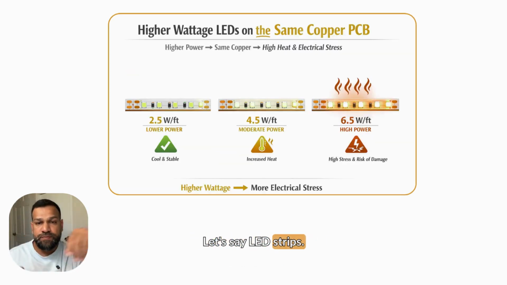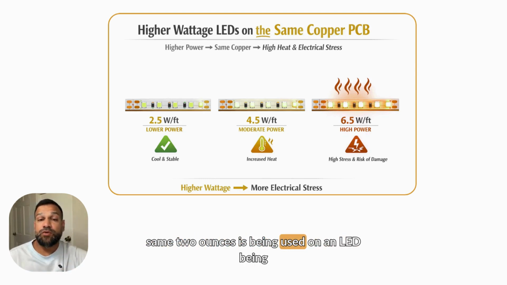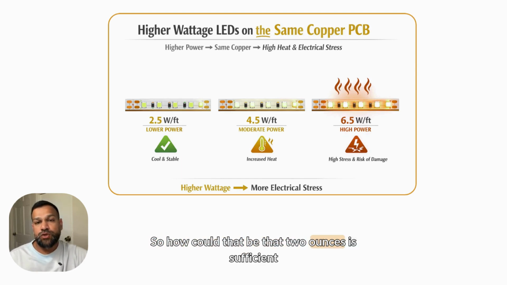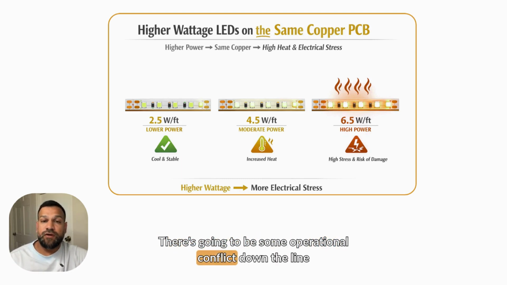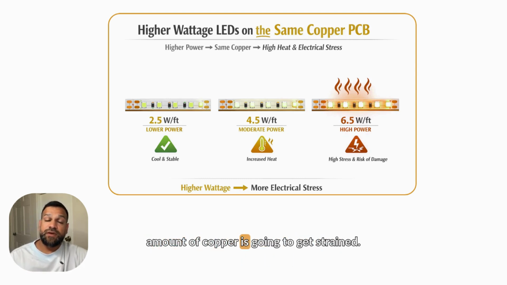Let's say LED strips. At one point, our LED strips had 4 ounces of copper on the circuit board per meter. A lot of them now are advertising 2. But that same 2 ounces is being used on an LED being driven at 2.5 watts per foot, 4.5 watts per foot, and 6.5 watts per foot. So how could that be, that 2 ounces is sufficient for 2.5 watts all the way to 6.5 watts? There's going to be some operational conflict down the line, and the one at 6.5 watts per foot on the same amount of copper is going to get strained.